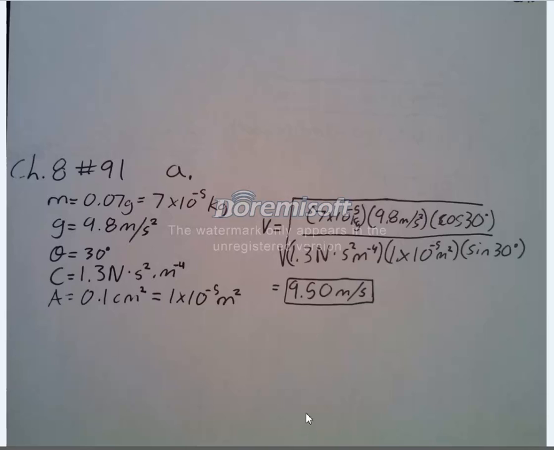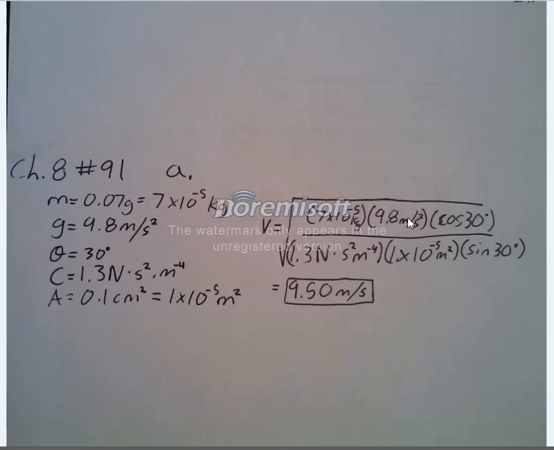Alright, so Part A also gives us a bunch of values. It gives us a mass of 0.07 grams, which I then converted to 7 times 10 to the negative third kilograms. That gives us gravity. It gives us a theta value. It gives us the C value, which is 1.3 newtons times seconds squared times meters to the negative 4, that's important. And it gives us the cross-sectional area, which is 0.1 centimeters, or since we need it in meters, let's convert it. It'd be 1 times 10 to the negative 5 meters per meter second. Sorry, meter squared.